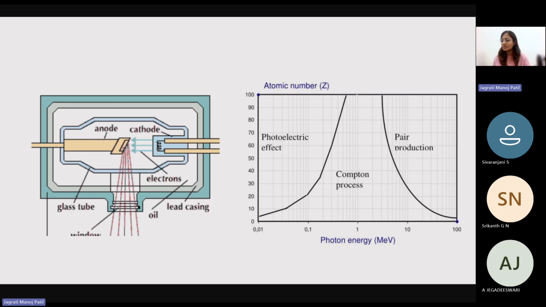To keep the system cool, you have oil, then you have a lead casing, and to make it an insulator, you have glass there and a complete window to see the X-rays. So that's how a very simple X-ray setup works. It's not that complicated.